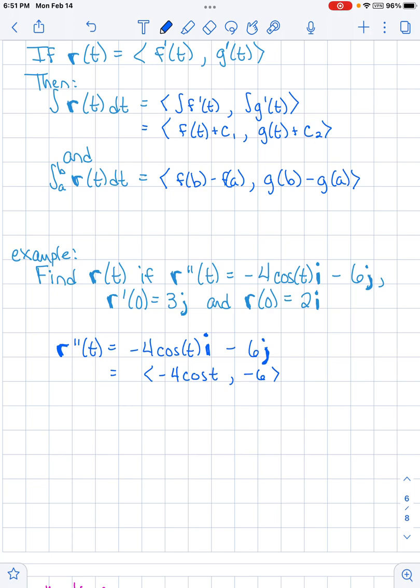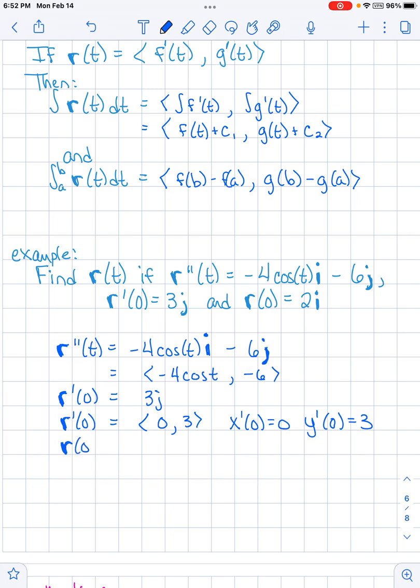Okay, let's look at the other vectors that are given to us. We have the r prime vector. So r prime of 0 is 3j. Notice there's no i component there. So we know that r prime of 0 has a 0 value for the i, and 3 for the j. So 3 for the vertical. So another way of saying this is that x prime of 0 equals 0, y prime of 0 is equal to 3.